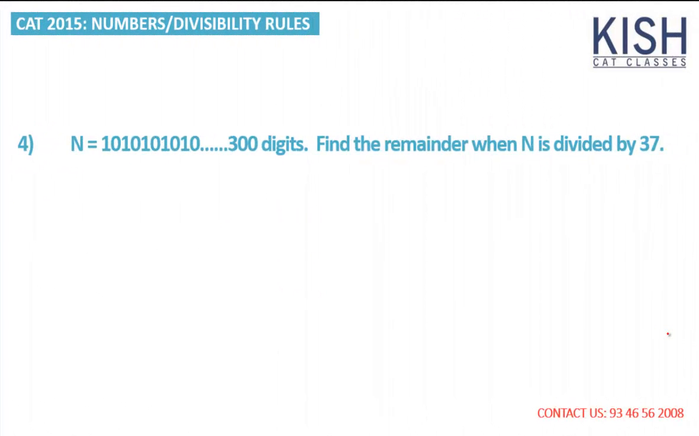So we have got one more question. Once we solve question number 4, we will have the last question. N equal to 10 10 10 10 10 10 like this, 300 digits. Find the remainder when n is divided by 37. Now n divided by 37, we know the method.